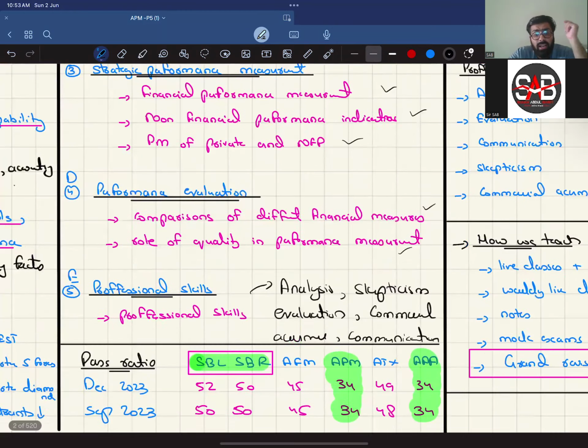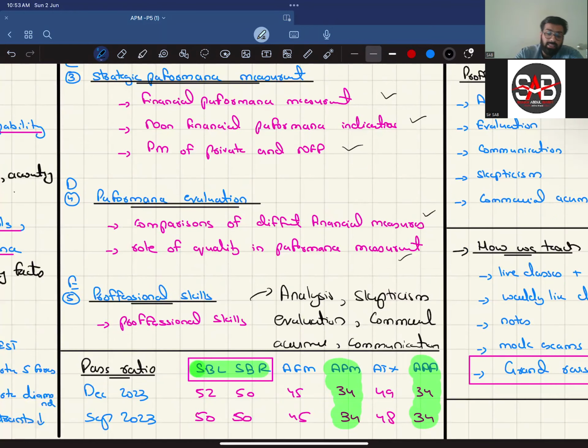Okay, we have a separate class for the skills. As you know, I already teach SBL. In SBL, it was the first paper where these skills were introduced, so it has a heavy relation with this. SBL has a good passing ratio, but APM has had a very low passing ratio for the last few attempts. The reason is that this is a difficult paper to do, but again, a worthy paper.